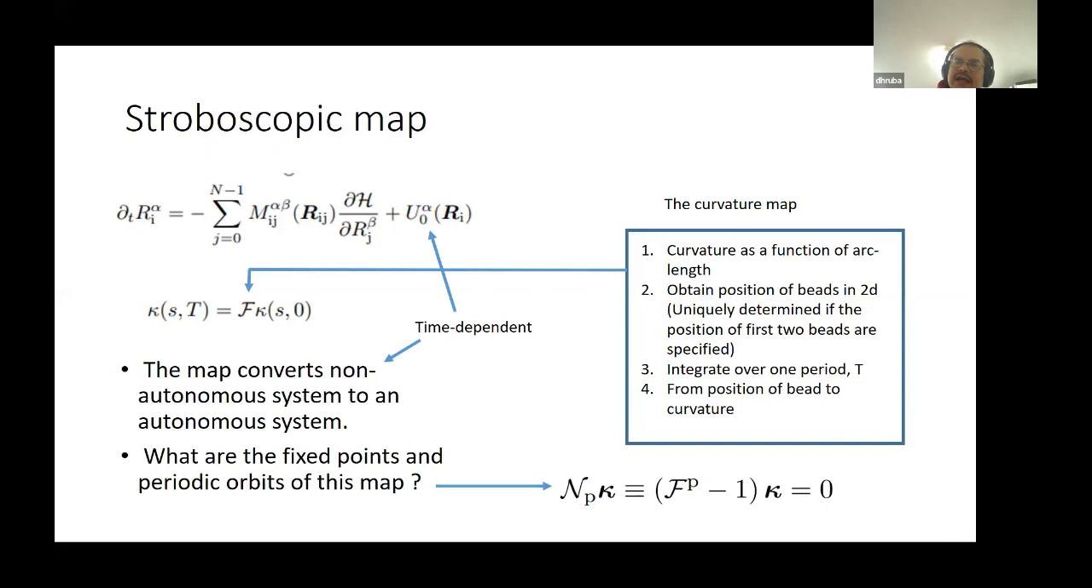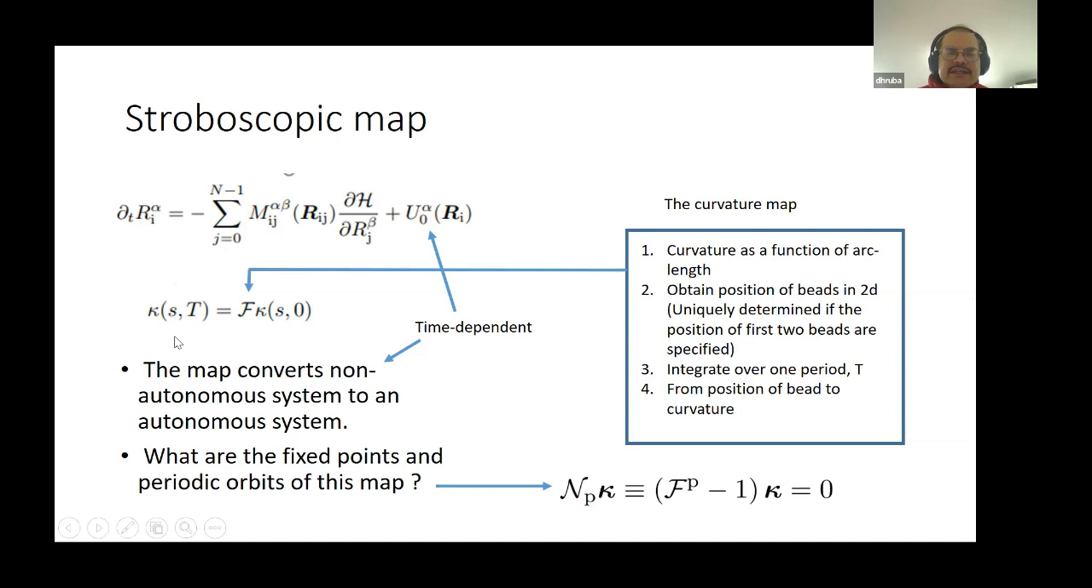And here we do that by thinking of the problem stroboscopically. So I look at the problem at the end of every cycle, and I integrate this equation over one cycle. You can imagine that at this instant, before the shear is turned on, the thread is described by curvature as a function of arc length. And it goes over one cycle, and then there is a new curvature as a function of arc length.